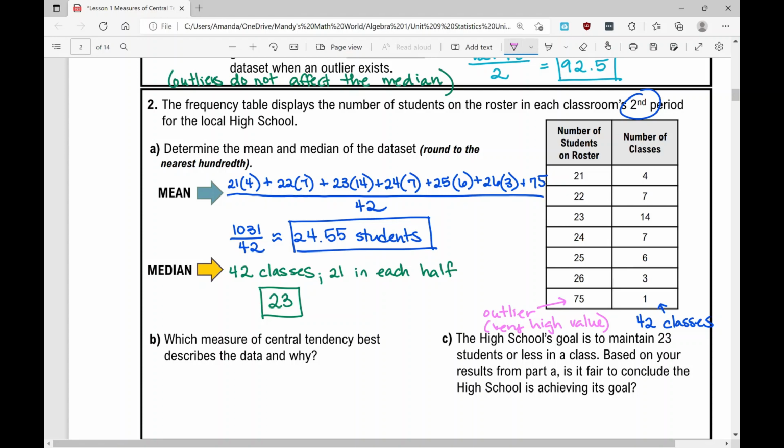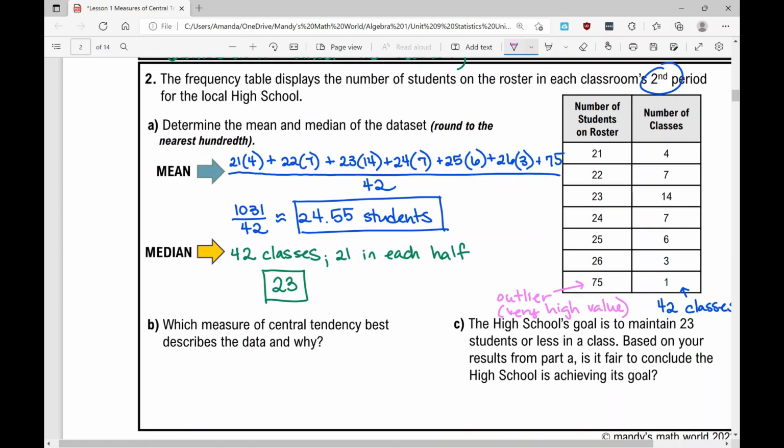average or your mean. So if you look at these two numbers, we notice that the mean is 24.55 and the median is 23. So the median is actually lower, right? And in this, that 75 right there really pulls that mean up. It really raises it higher when really most of the data is right around here, right? That's where most of the data is. So the median best describes the data because an outlier exists.